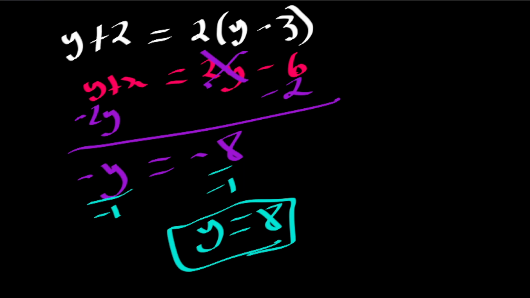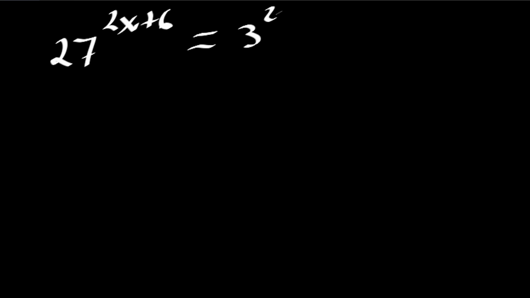Now, let's make this even a little bit more complex, and maybe we'll do 1 or 2 more examples. Actually, let's try one that's similar to this. I don't want to go too fast. All right, so I'm going to give you one that's similar to this, and I want you to try it. 27 to the 2x plus 6 equals 3 to the 2x. Once again, try this one and see if you can figure out the answer.